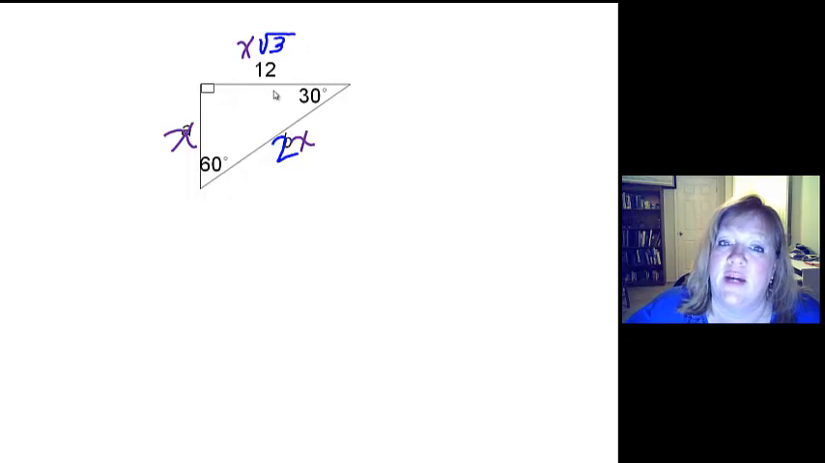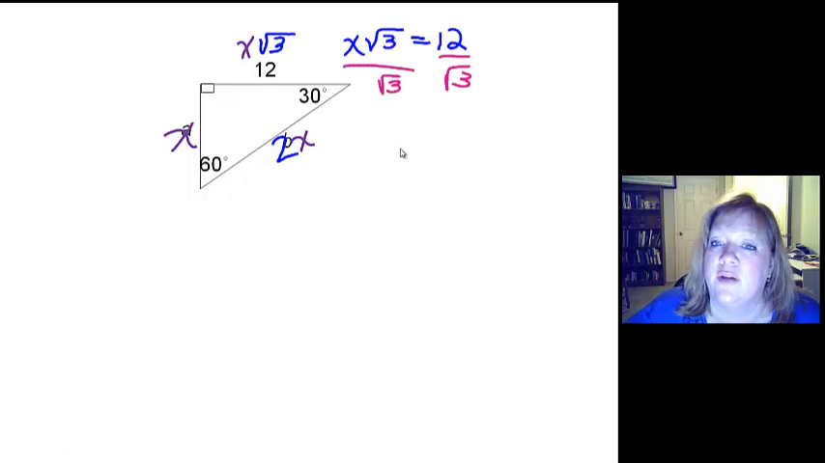So right away I notice right here is what's going to be the key to the whole thing. They give me that this is 12, and I know that's x square root of 3. I'm going from a long leg to a short leg, so I'm going to be dividing. So x square root of 3 equals 12. Divide by the square root of 3. You get 12 over the square root of 3.